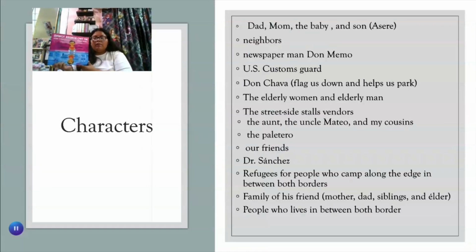Characters. Main characters: dad and son Acere, the mom, the baby, neighbors, newspaperman Don Memo, U.S. Customs guard Don Chava, the elderly woman and elderly man from the restaurant, the street side vendors, the aunt, Uncle Mateo and his cousins, the paletero, his friends, Doctor Sanchez, refugees, people who live in between both borders, his cuate, and his family.